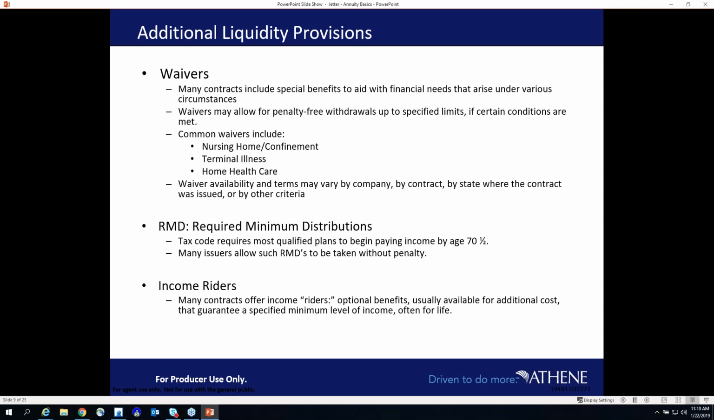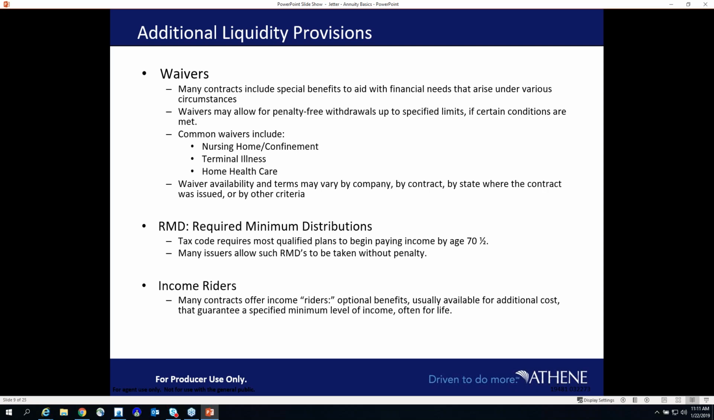Waiver availability and terms may vary by company, by contract, by state where the contract is issued, or by other criteria. So certainly make sure you check the fine points of the annuity contract that you're writing to make sure that you're giving the client all the correct information on any waivers or terminal illness, confinement waivers, nursing home waivers, home health care waivers, that sort of thing.